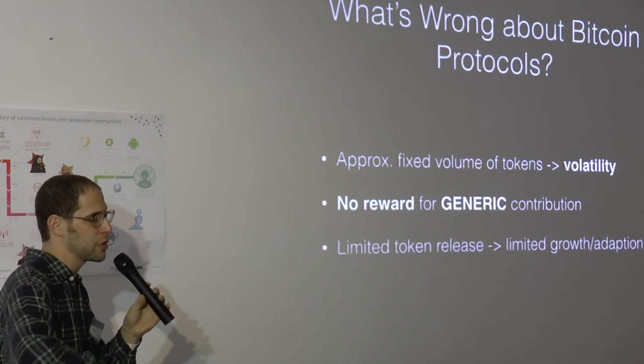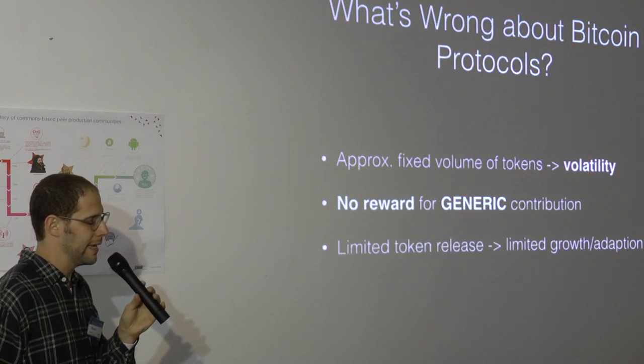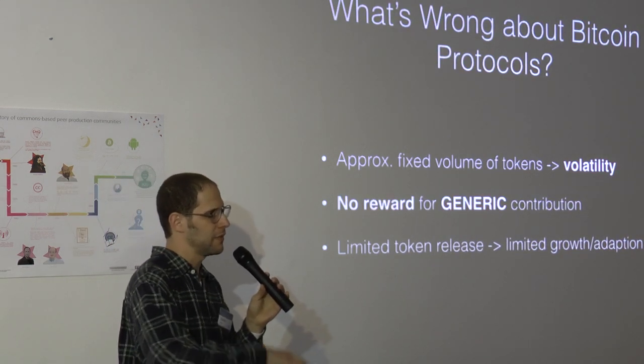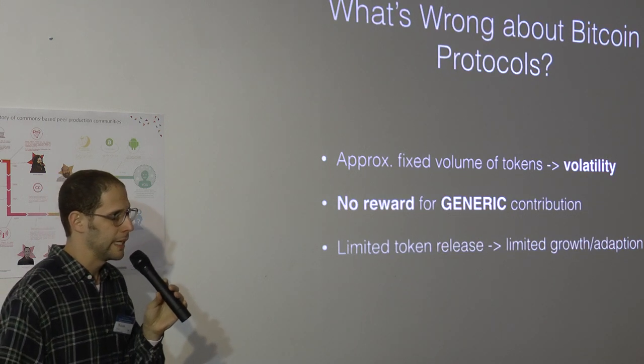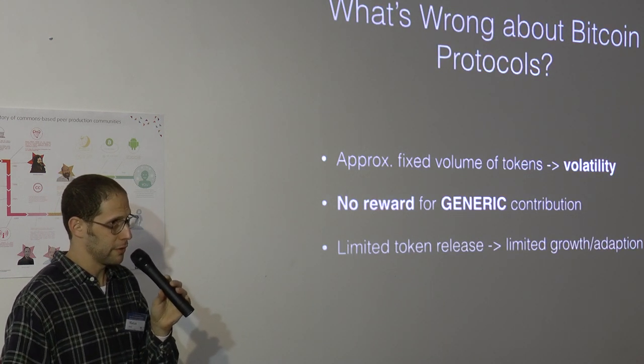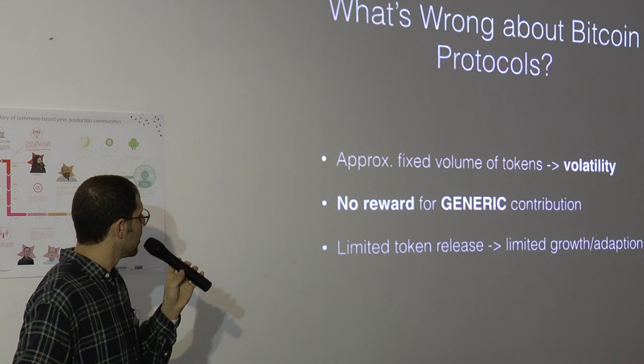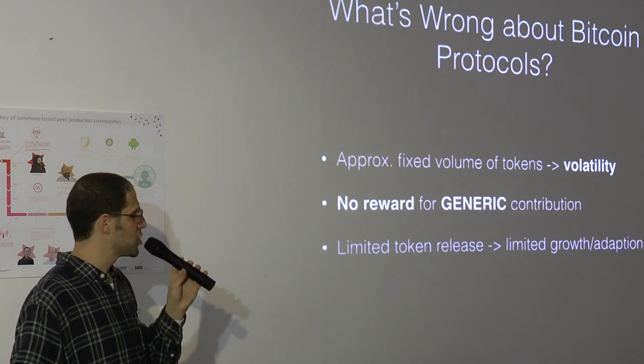So if supply is fixed and there's a fluctuation in demand, there will be fluctuation in the rate of tokens, which we all experience, and that's one of the biggest barriers for adoption of Bitcoin. So that's one problem. The second problem is that there is no reward for generic contribution.